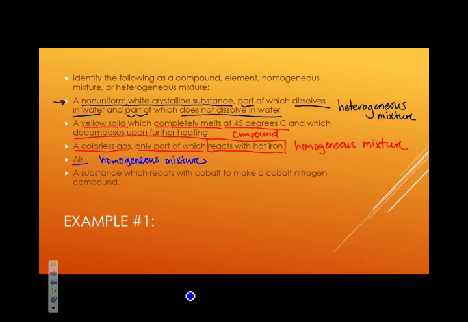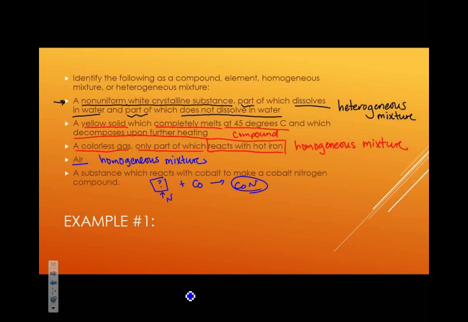Last, we have a substance which reacts with cobalt to make a cobalt-nitrogen compound. So pretty much this sentence is saying I have some question mark thing which reacts with cobalt, and I end up with cobalt and nitrogen making some kind of compound together. Well, that suggests to me that over here I had nitrogen.